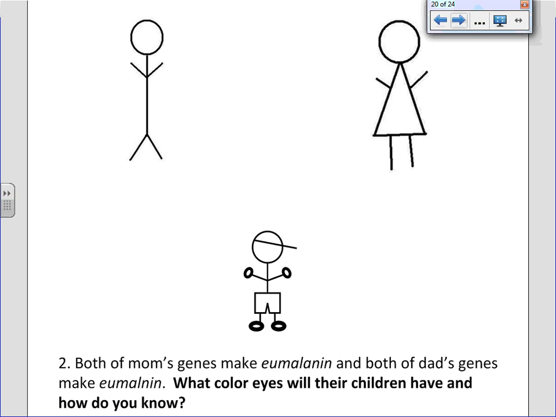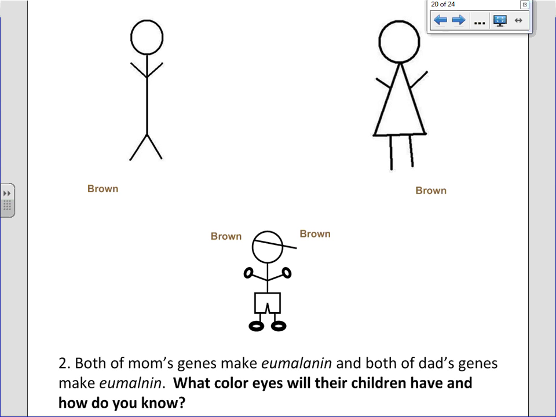Well, remember from what we talked about before, eumelanin is the protein responsible for making brown eyes. So if both of mom's genes make eumelanin, that means that both of mom's genes are brown. Now, both of dad's genes also make eumelanin, which means both of dad's genes are brown, which means that dad has to give a brown-eyed gene to his kid. Mom has to give a brown-eyed gene to her kid. And so the little kid here, if it has a brown-eyed gene and a brown-eyed gene, of course would have brown eyes.